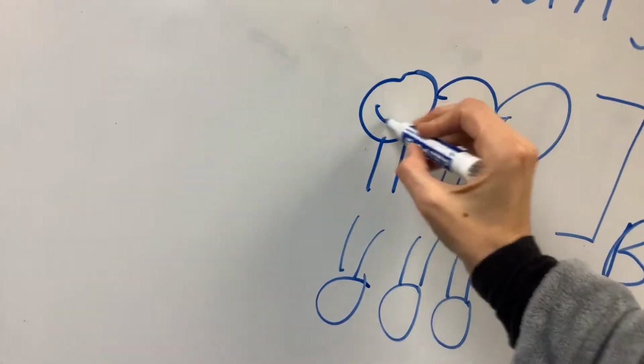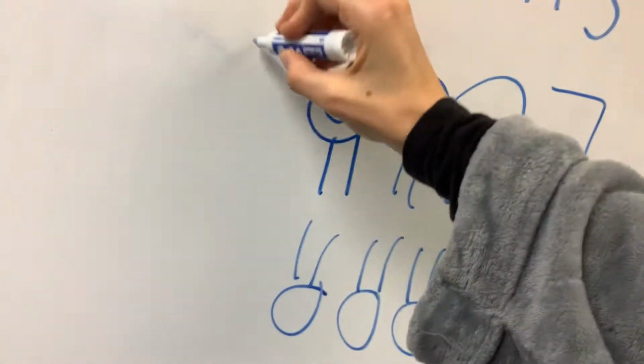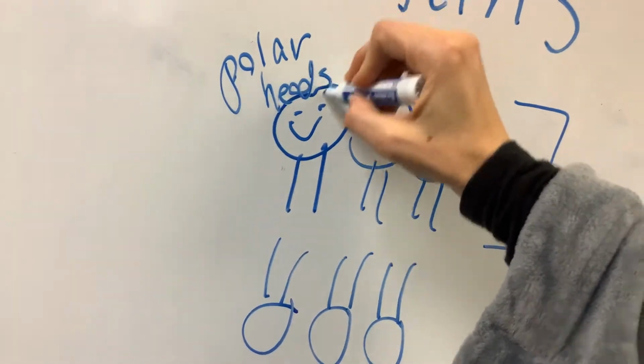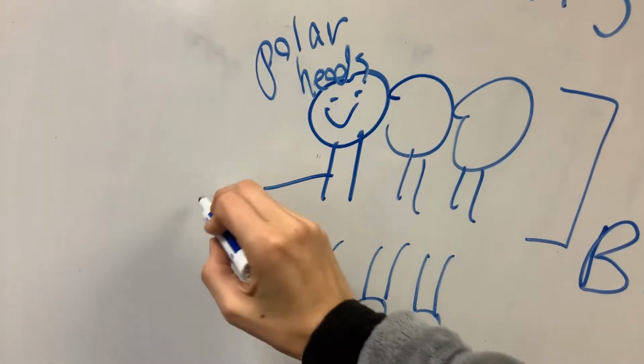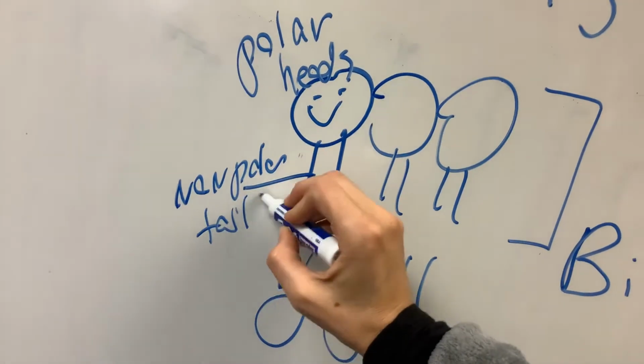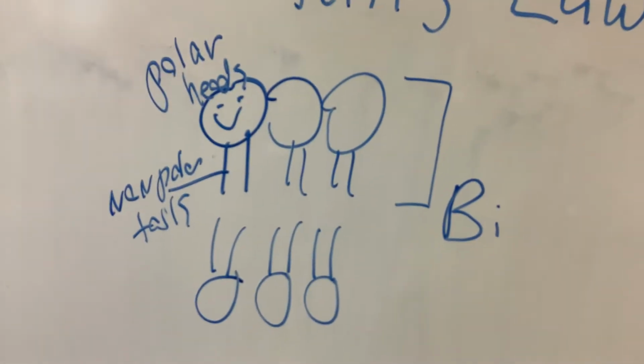Okay, this looks like a head. Okay, so here are the polar heads. Okay, and then here are the non-polar tails. Make sure those are both labeled for number 1.